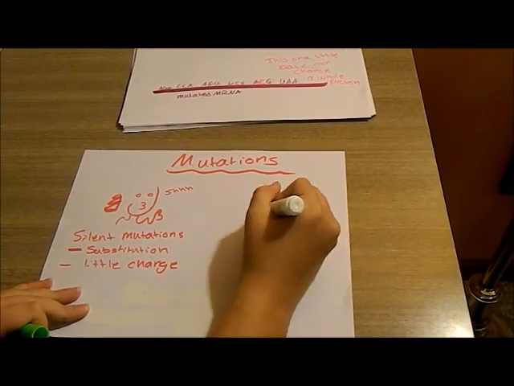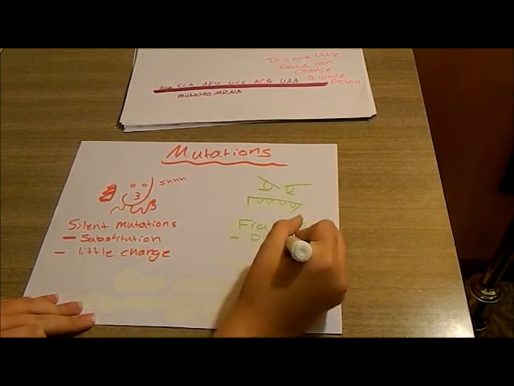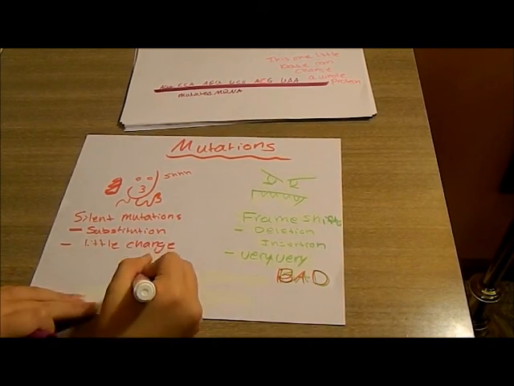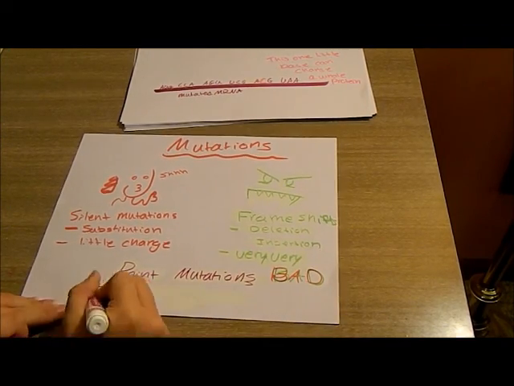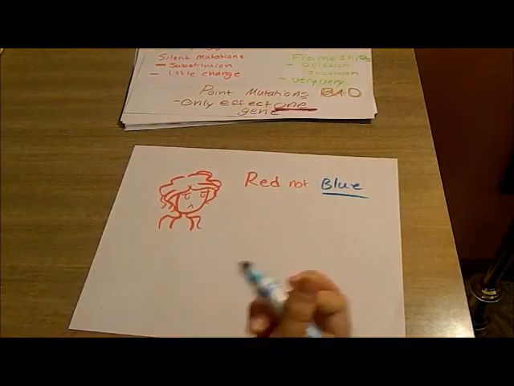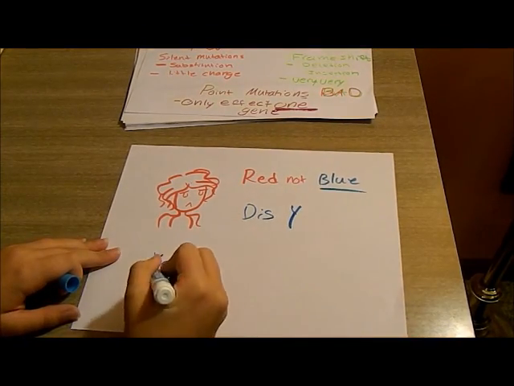Frame shifts are very, very deadly and harmful mutations that are usually a deletion or insertion, and they are very, very bad. Point mutations only affect one gene, and this would explain why our friend Kilo is red, not blue: he has a gene that is mutated by substitution, which has changed his coloration.